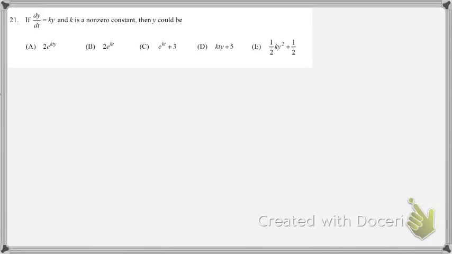Okay, today we are working on a multiple choice question that comes from a released AP exam for Calculus AB. The topic in this question is differential equations solved by separation of variables. The question says, if dy over dt equals ky, and k is a non-zero constant, then y could be which of the following? The question says, dy over dt equals our constant k times y.